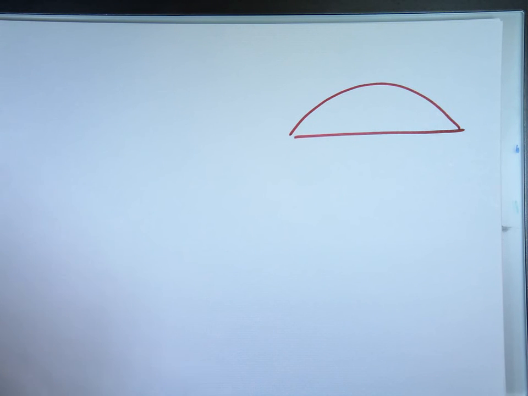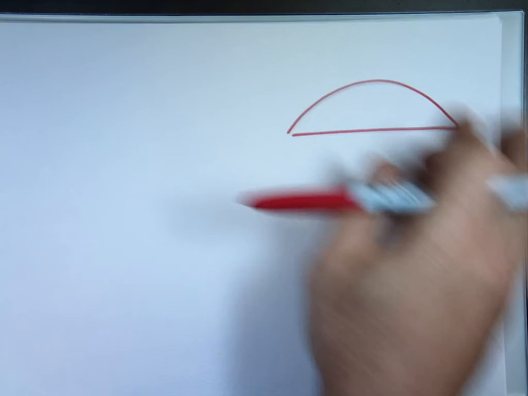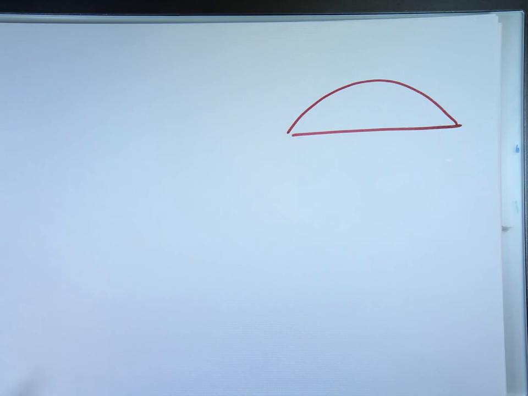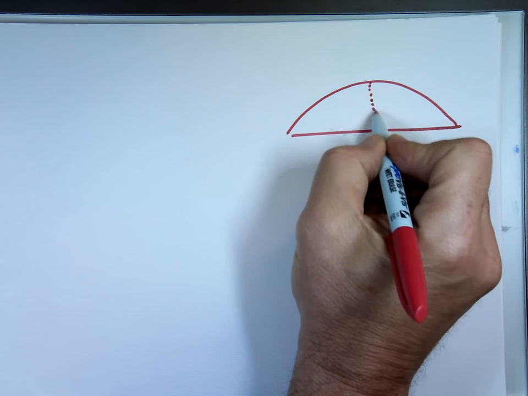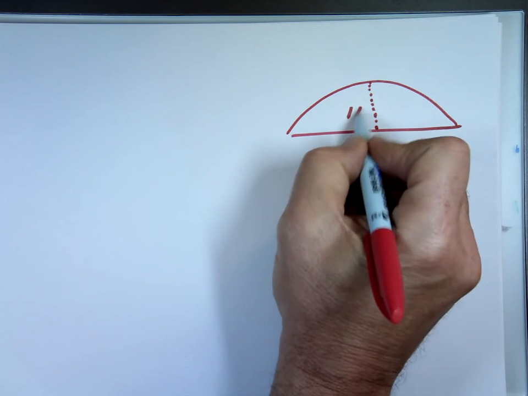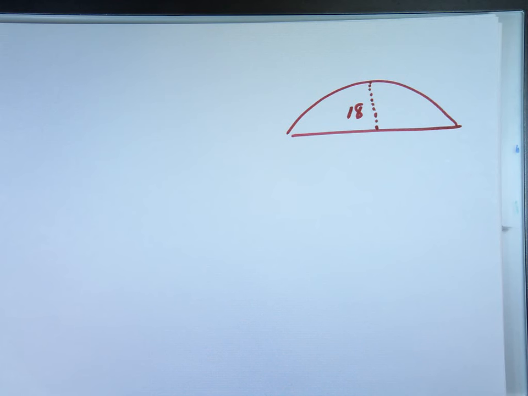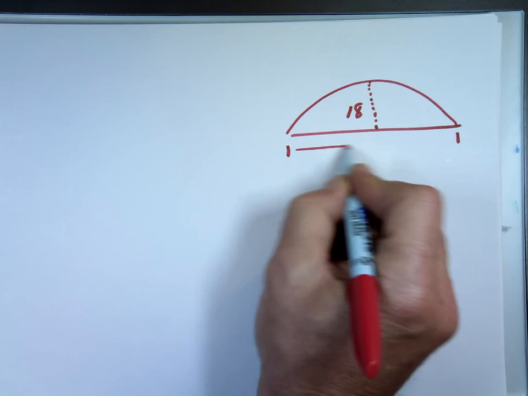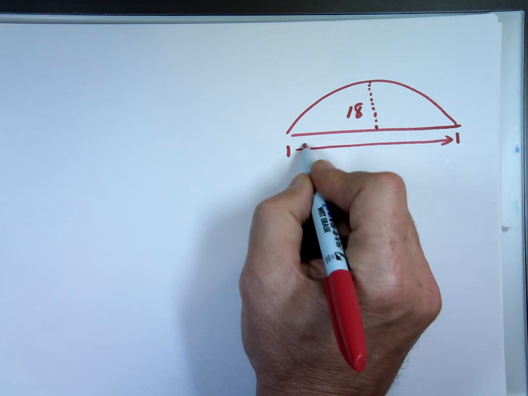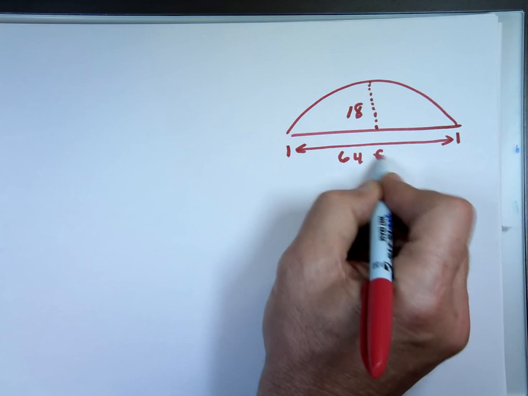I want to make sure we have something that looks like this. Let me give you some dimensions. I don't know much about the height of a tractor, but let's say the peak right in the middle is 18 feet. Sounds about right. Let's say the width of the road from here to there is 64 feet wide. No scale here.